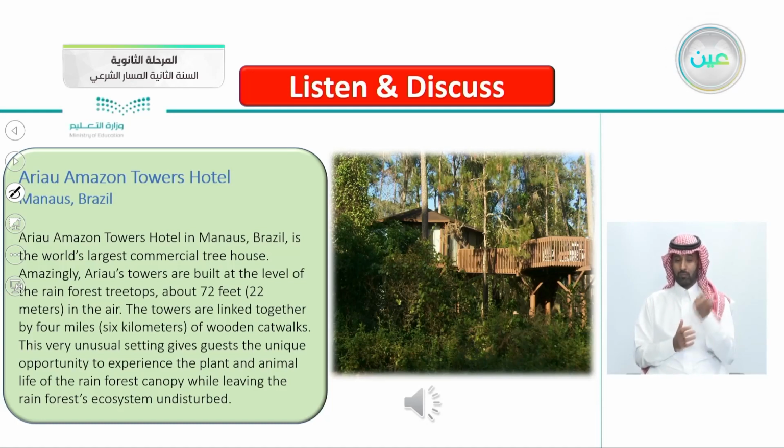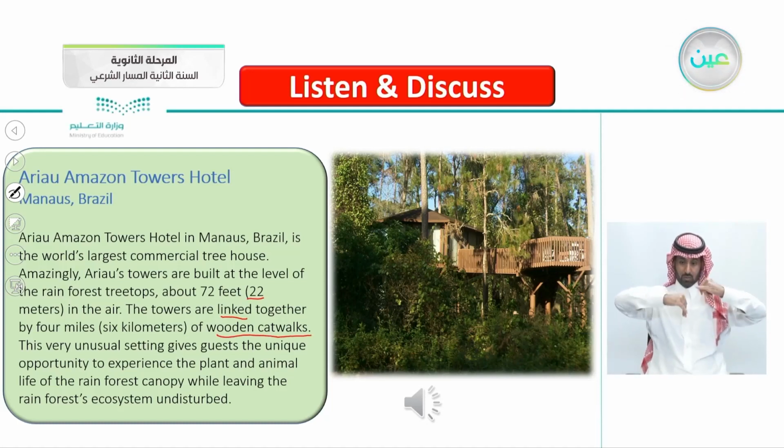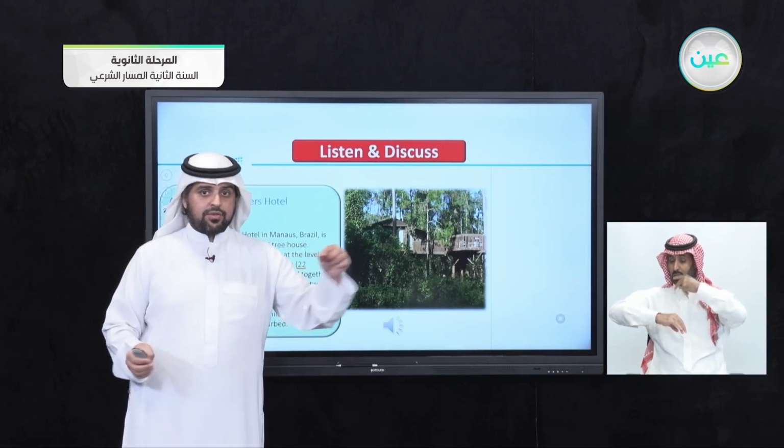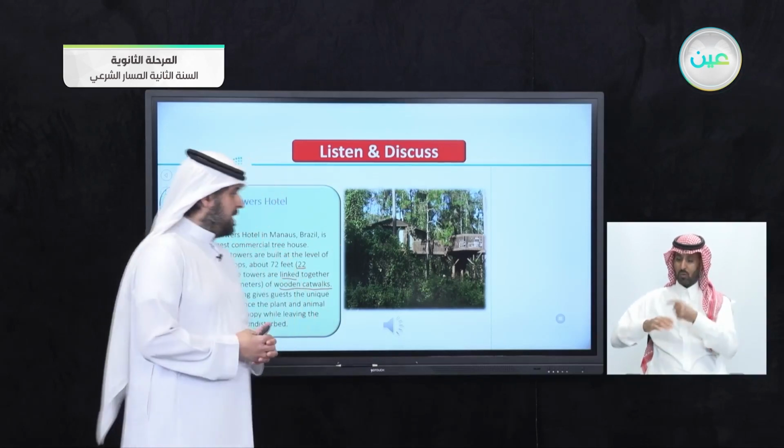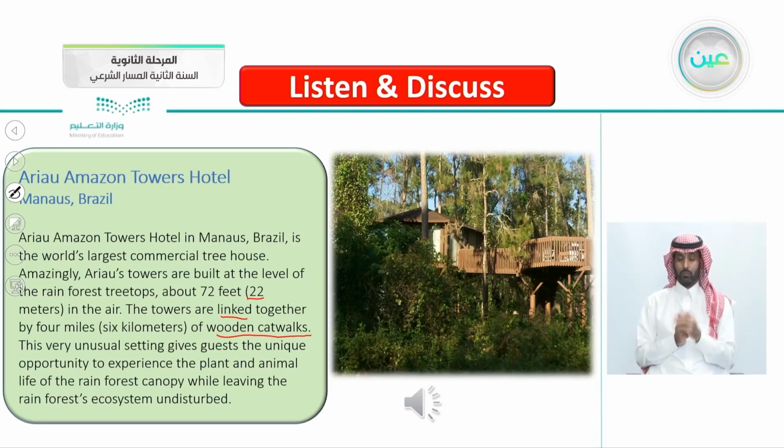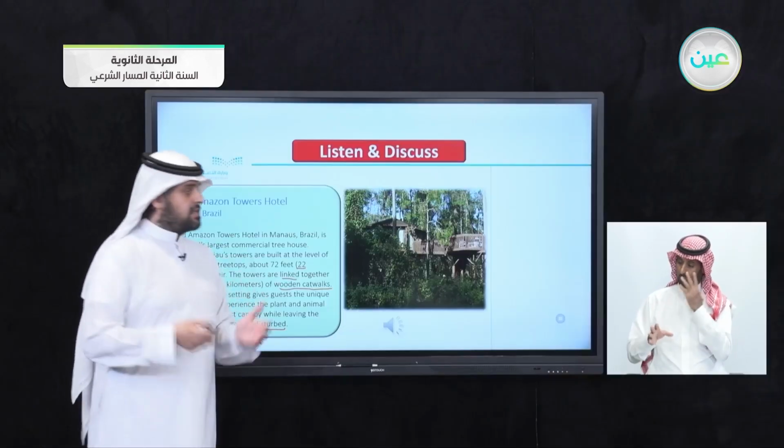So these tree houses are, of course, on the top of the trees, 22 meters, as said here, that are linked together by 6 kilometers of wooden catwalk. So it's like a bunch of tree houses that are linked together through bridges or catwalks, if you can name them. This very unusual setting gives guests the unique opportunity to experience the plant and animal life of the rainforest canopy while leaving the rainforest ecosystem undisturbed. This is the most important word here, undisturbed. So you don't disturb the environment or the ecosystem there.